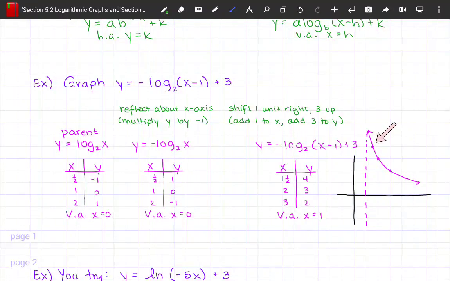So 1.5, 4 is right there. The point 2, 3 is right there. And then the point 3, 2 is right there. And there is our graph, right there.